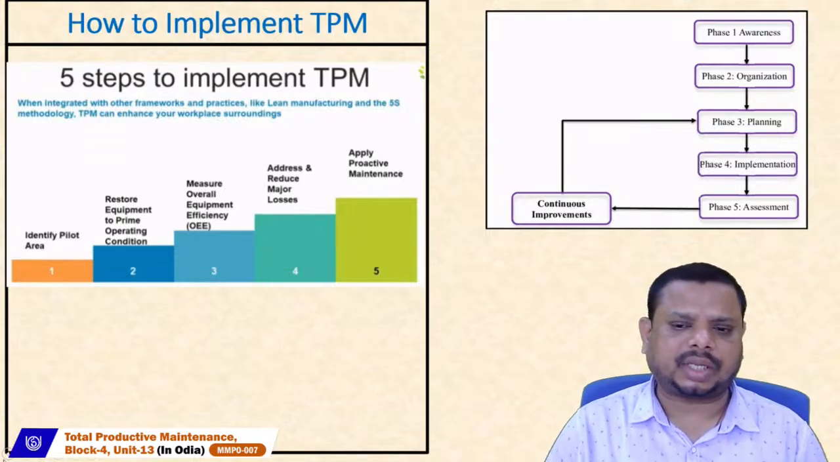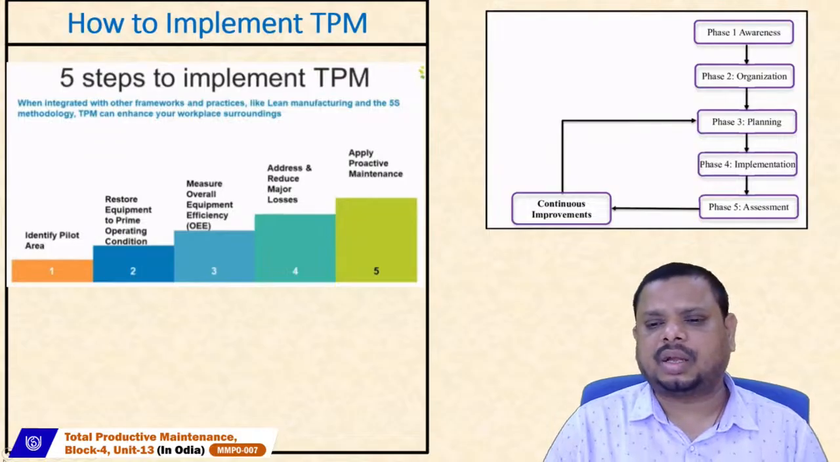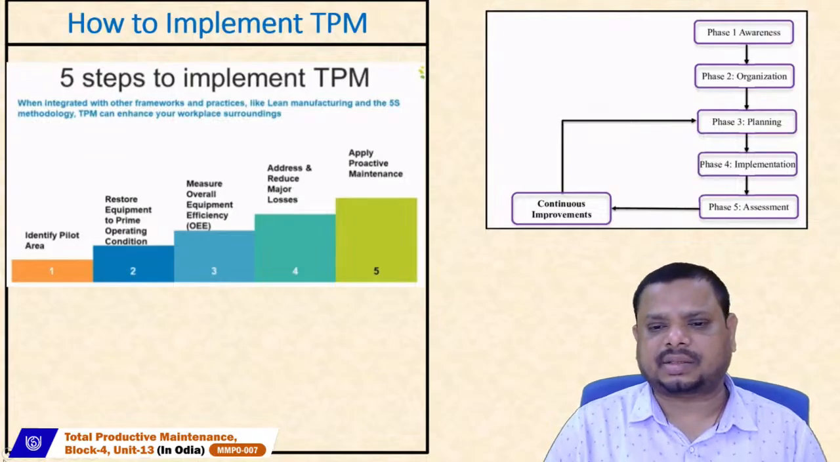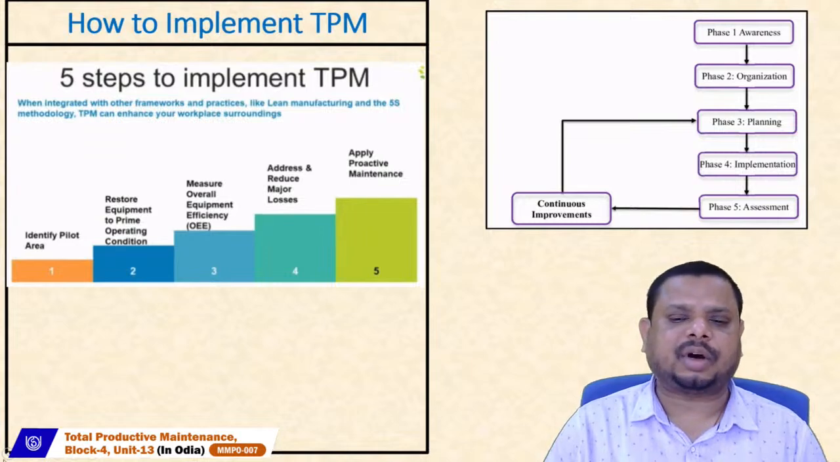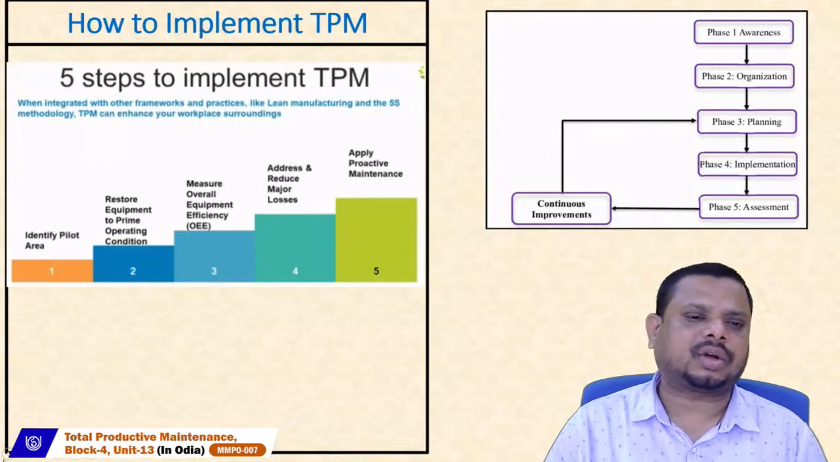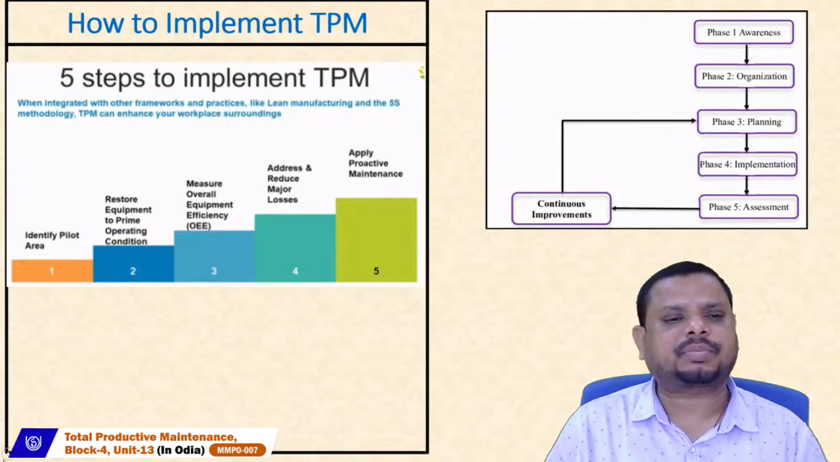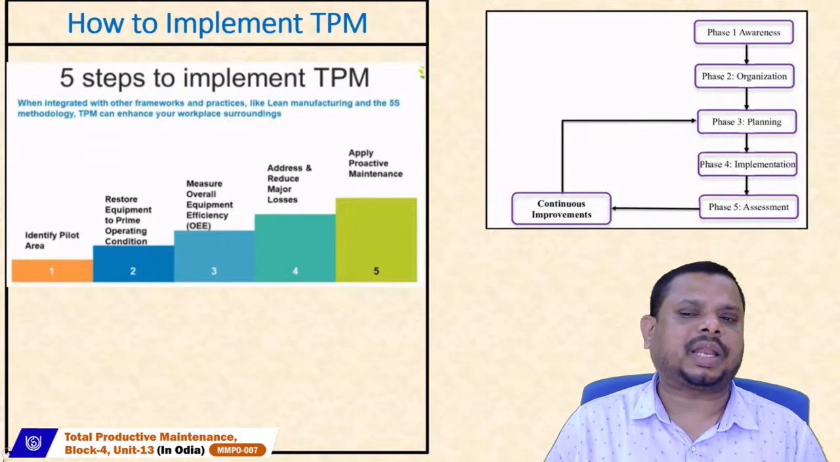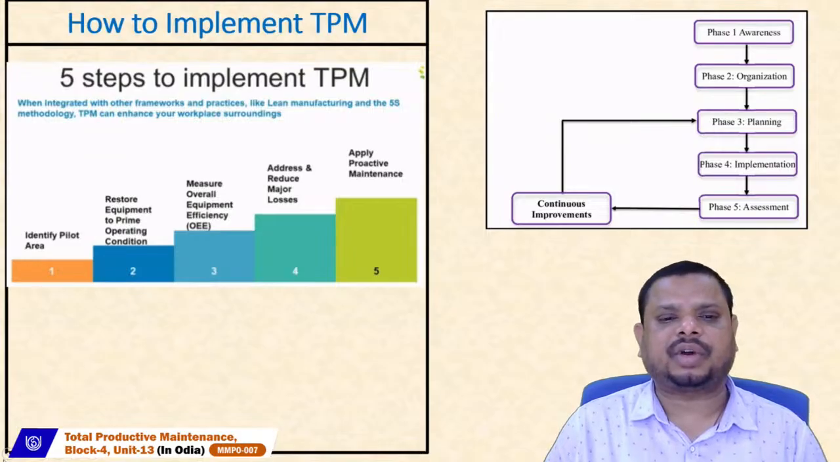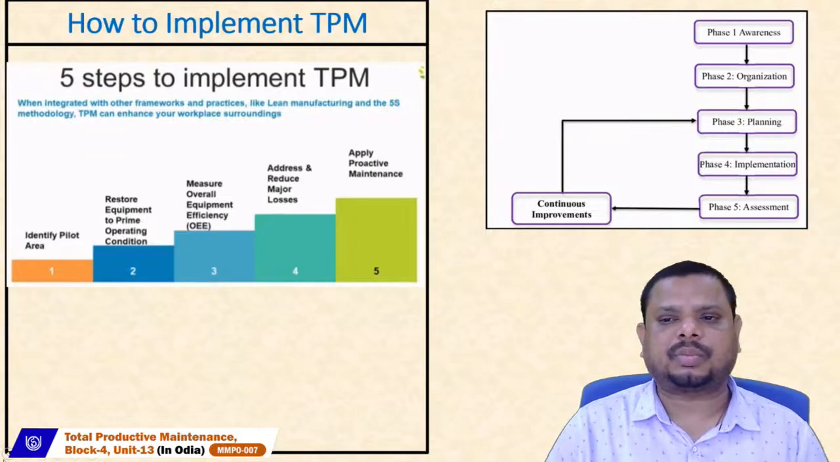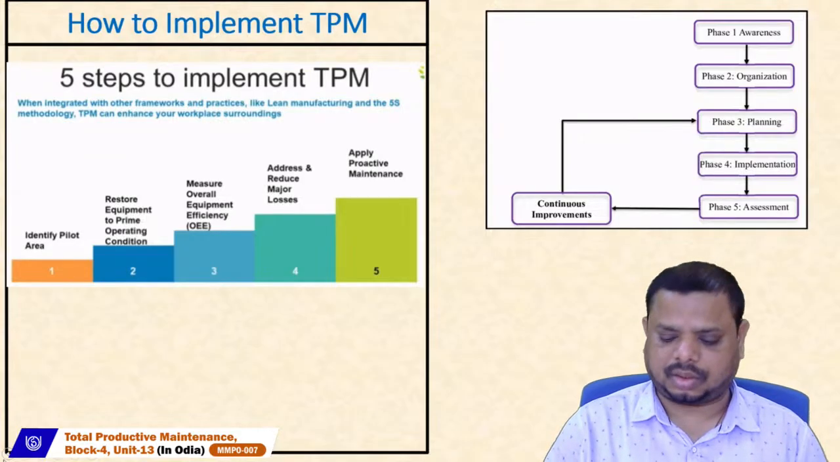So under continuous improvement, as I told in the previous slide, you have to apply the PDCA cycle. P stands for plan, D for do, C for check, and A for act. So this PDCA cycle is involved under continuous improvement. If it is not up to the level or not satisfactory to the different levels of management, again it should go to phase 3, that means the planning phase. So again they go for planning activities, then implementation, and finally assessment. So these are the 5 steps to implement TPM or total productive maintenance inside the organizations.